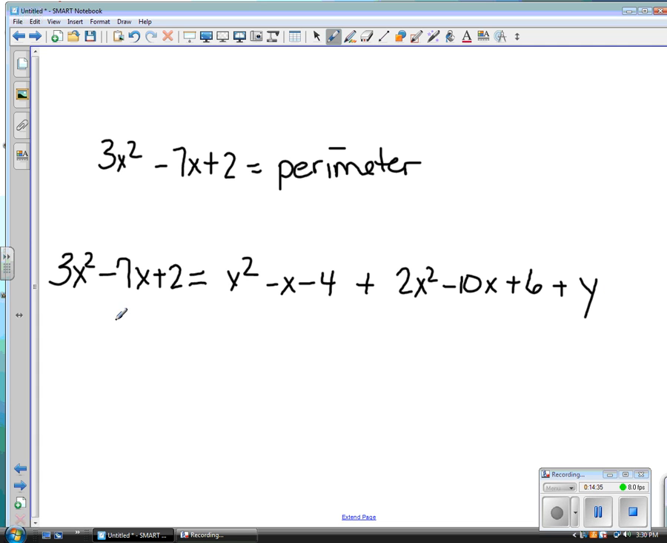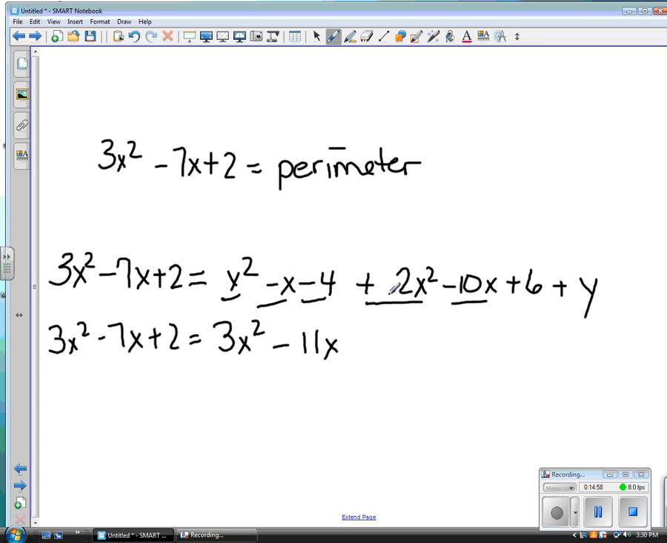I'm going to combine what terms I can over on the right. So 2x squared plus x squared is 3x squared. So I've used this one and that one. Here I have a negative 1x and a negative 10x, so that looks like negative 11x. And here I have a negative 4 and a 6, so that looks like plus 2 plus whatever my value of y is.